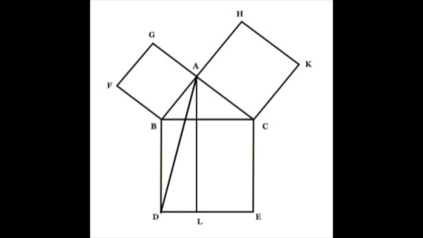Next, draw in the segment AD. Compare the rectangle BL with the triangle ABD. They are on the same base BD and in the same parallels, so the rectangle is double the triangle.